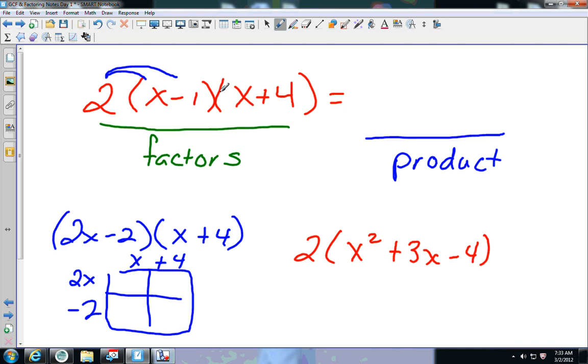Okay? So that was me. I would have multiplied this right here, and don't worry, because we should already know how to do it. I'm not doing all the steps. But now to find my final product, you have to take 2 times x squared, 2 times 3x, 2 times negative 4, and your product would be 2x squared plus 6x minus 8.